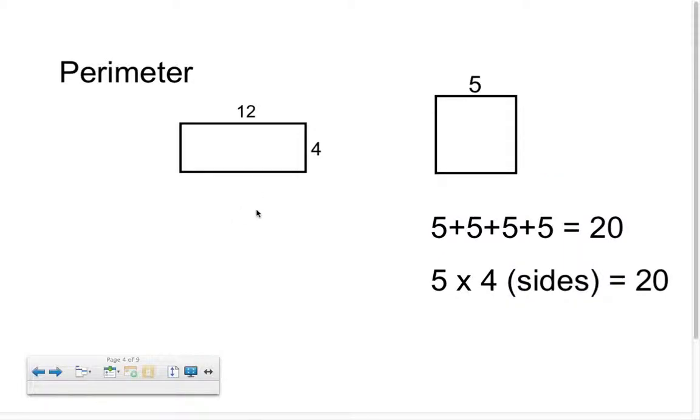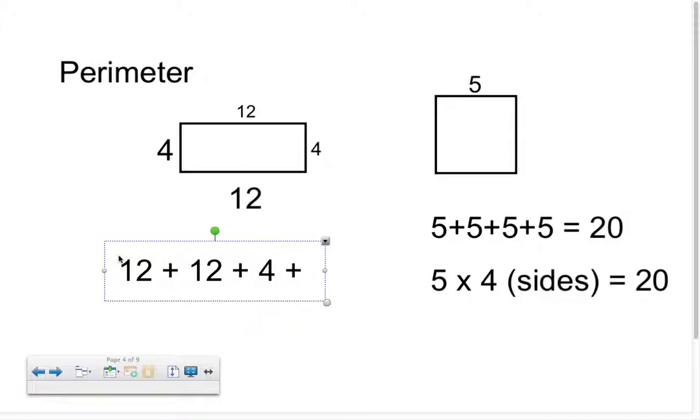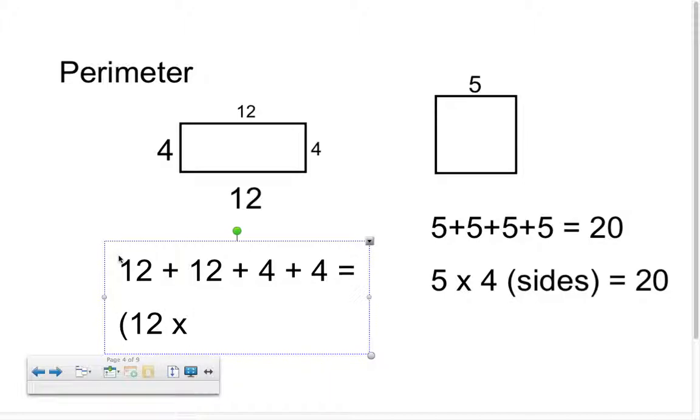Good for you. In a rectangle, it's not quite as simple because opposite sides are the same. So this side over here is 12, and this side over here is 4. And that's because we were already given this 12 and this 4, and opposite sides are the same in rectangles. So we could do, to find the perimeter of this rectangle, 12 plus 12 plus 4 plus 4 equals, or we could do 2 separate problems, kinda. 12 times 2 plus 4 times 2. Oops, let me put the other parentheses. My mistake. There you go.